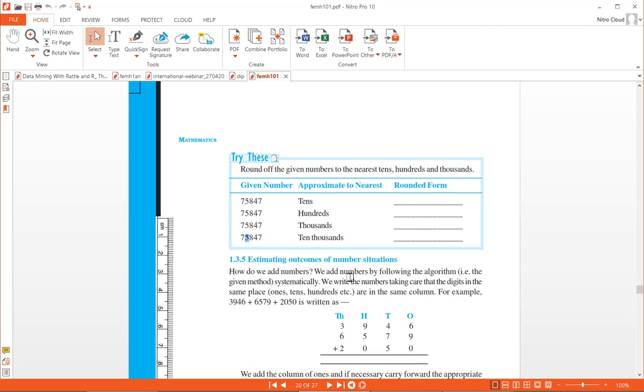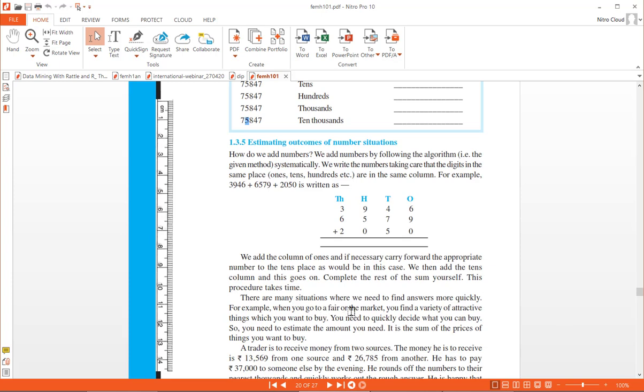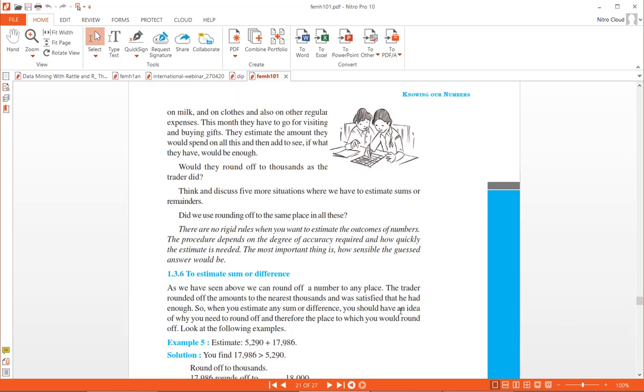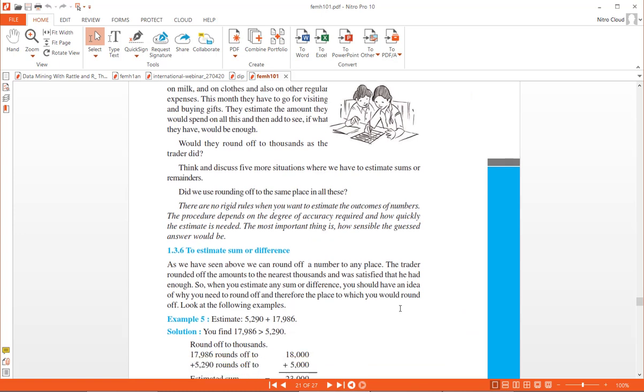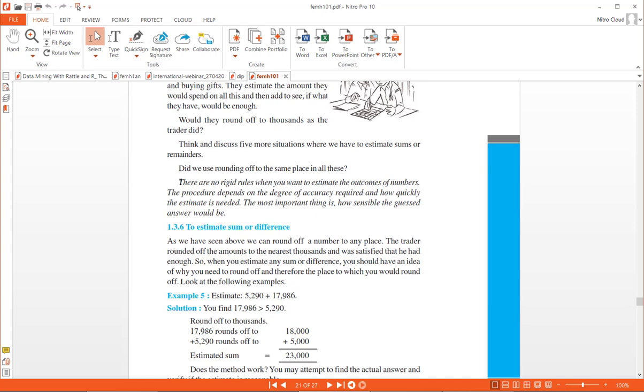So this is how you do approximation. Now coming on to estimation. In estimation, you are not told that you have to round off to thousands or hundreds. You just have to estimate and find the best possible solution. As they say, there are no rigid rules when you want to estimate the outcome of numbers. It depends on the degree of accuracy required and the time needed to do the calculations. So suppose I want to estimate the sum of these two numbers, 5290 and 17986.